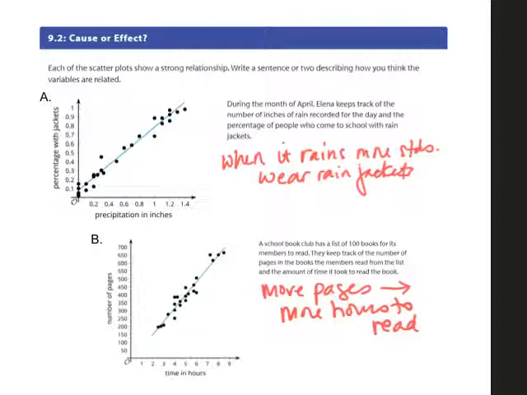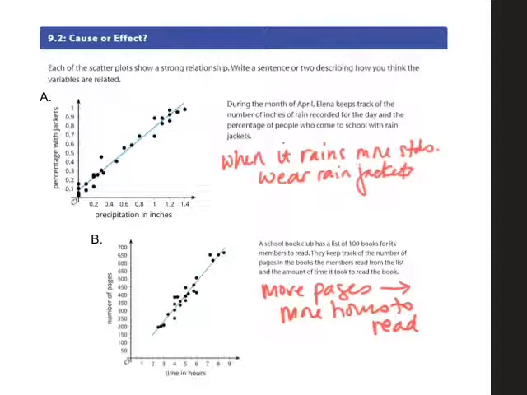In B, we have the time in hours it takes to read a book and the number of pages. I looked at it really the other way with the variables, but you would argue the longer the book is, or the more pages in the book, then yes, there's more pages, it takes longer to read. So these have both strong positive relationships.